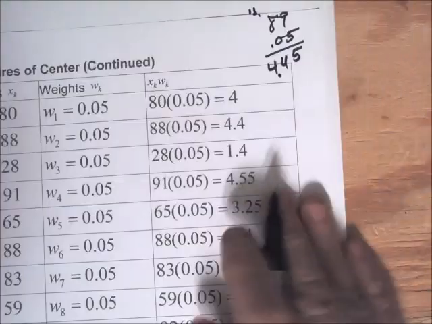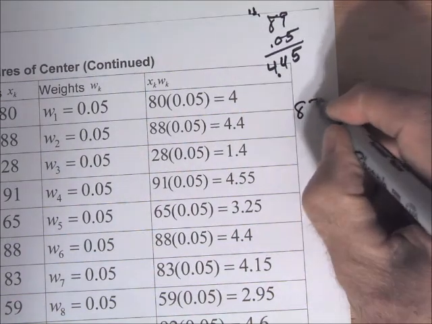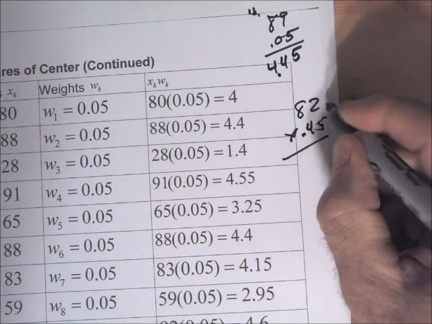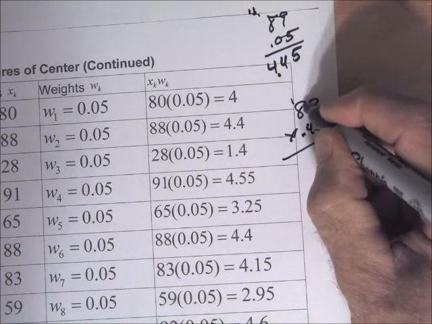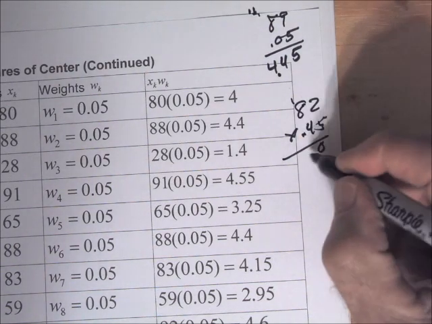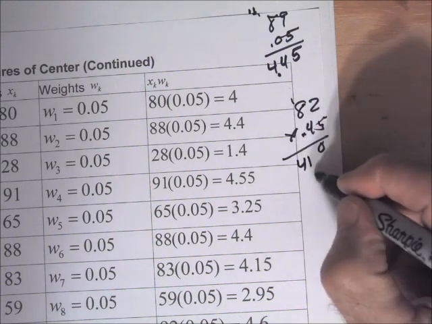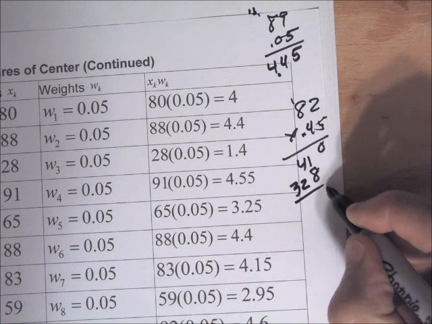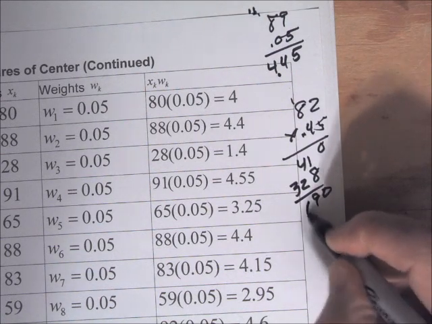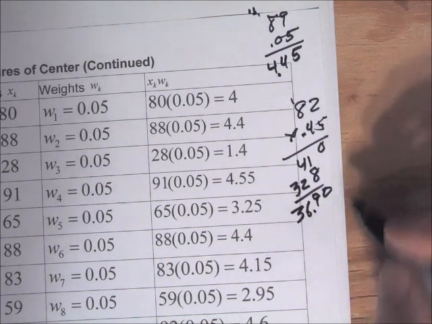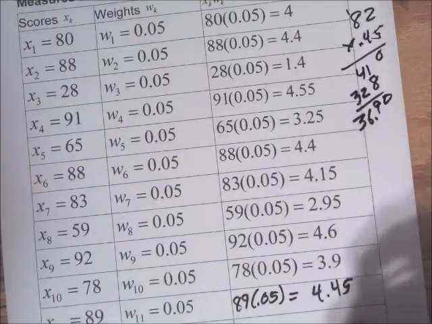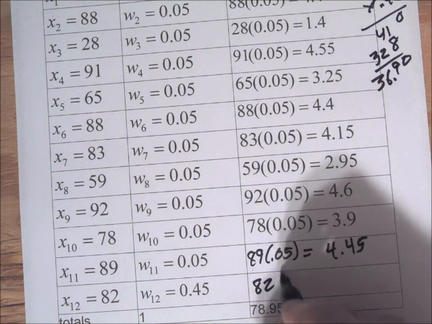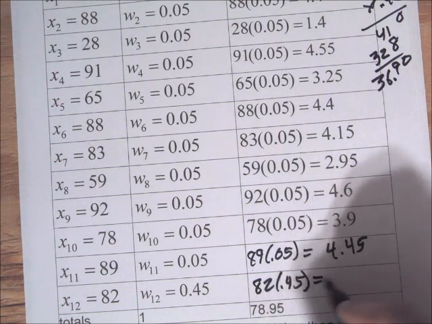So 82 times 0.45. 2 times 5 is 10, carry the 1. 8 times 5 is 40, 41. 2 times 4 is 8. 8 times 4 is 32. 0, 9, 6, 3. 36.90. So 82 times 0.45 is 36.90.